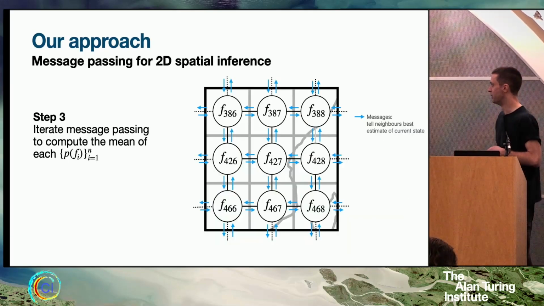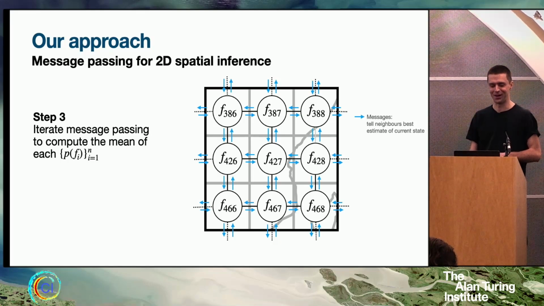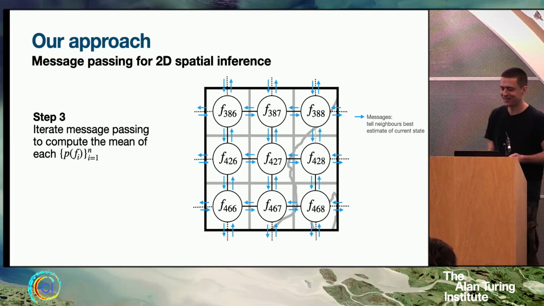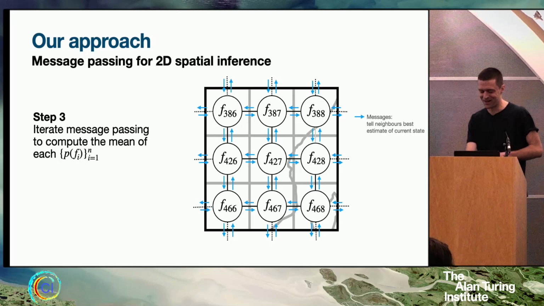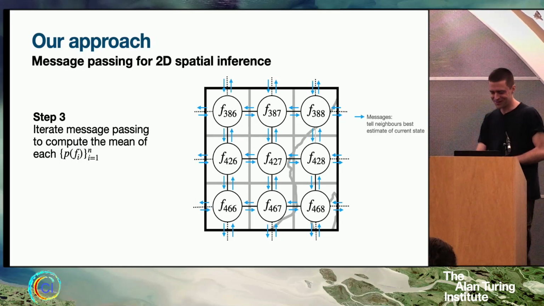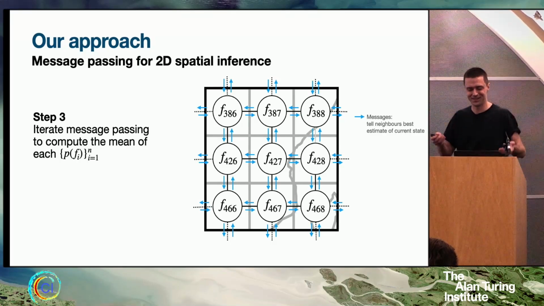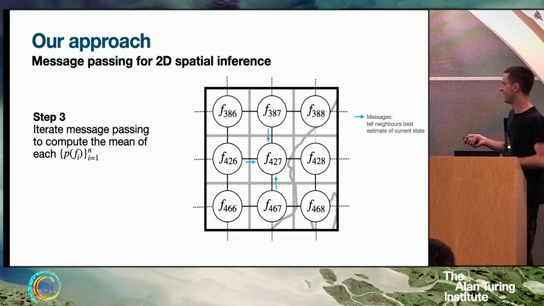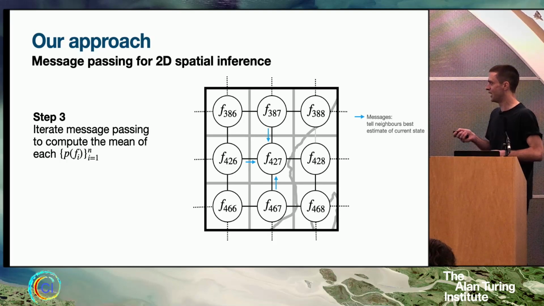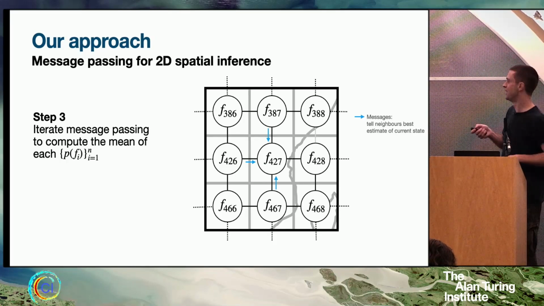And then we're going to perform message passing. Message passing is kind of a pain to explain, but I've tried to come up with some sort of intuition. What you can see here is an iterative process. In each iteration, each node in the graph receives messages, so updates, from its neighbors. Each neighbor is saying, this is my current estimate of my value.